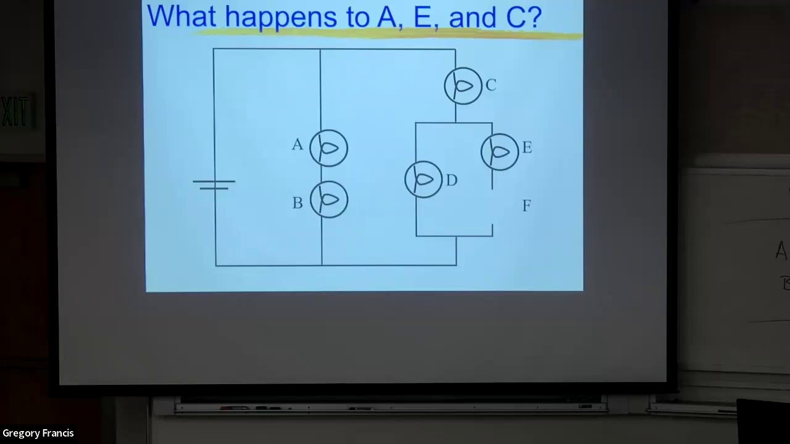C is the indicator bulb for branch 2. By removing a path, let's go through the reasoning. By removing a path, the resistance of the circuit goes up, the current through the battery goes down, the current through this branch doesn't change, so that means the current through this branch has to go down. And that means C has to get dimmer. See if your neighbor followed all of that reasoning.